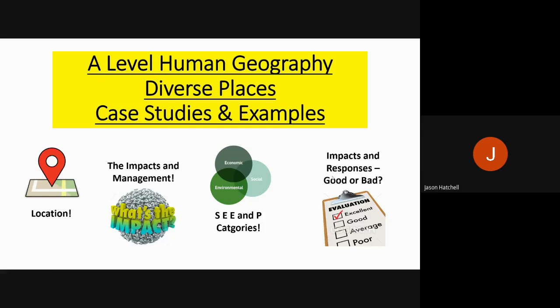The next GeogPod for A-level case studies will be on diverse places, so go over to that when you get the opportunity during your revision, and that will be slightly longer because diverse places is a topic that is all about places.